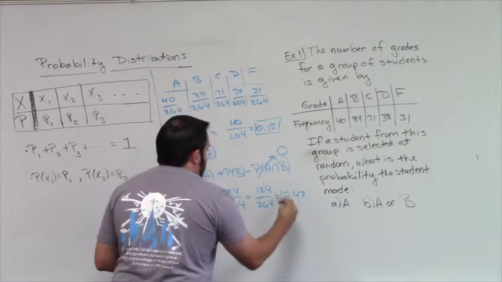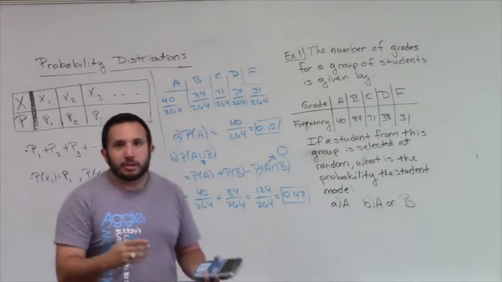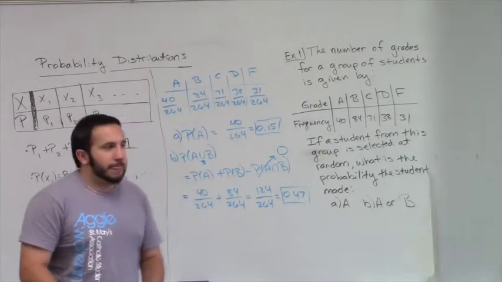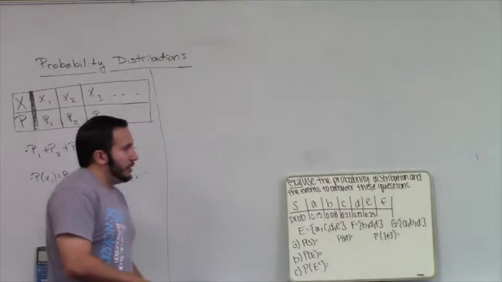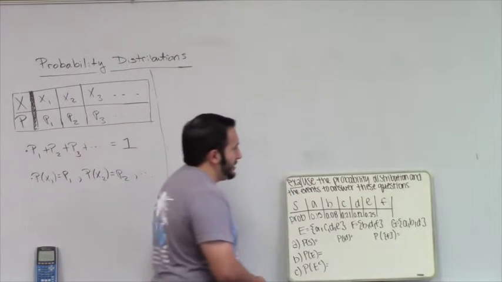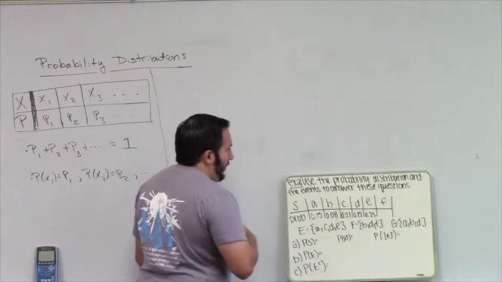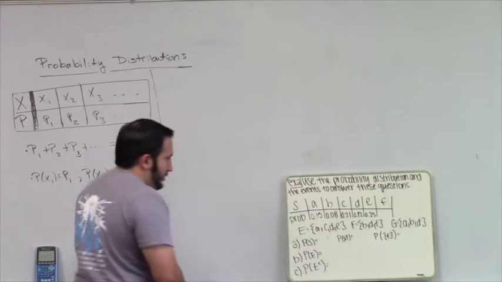0.47. So hopefully this answers the basics of probability distributions. And now let's go ahead and do another example. Let's take a look at this second example. The second example is: use this probability distribution and the events to answer the following questions.